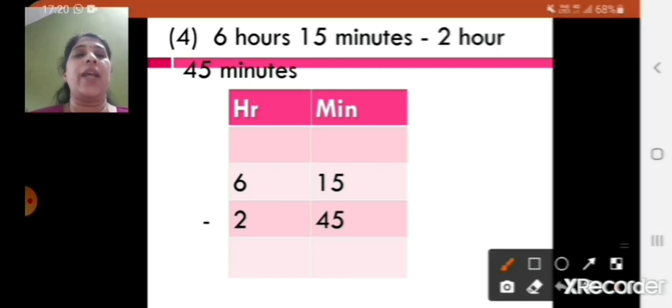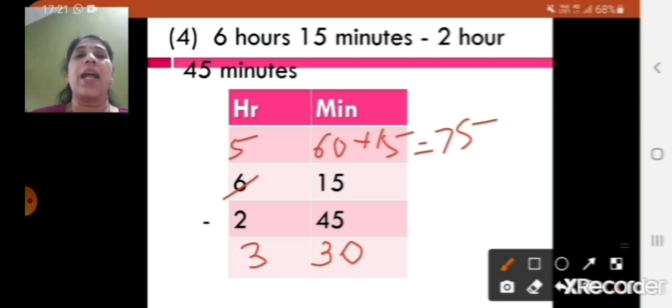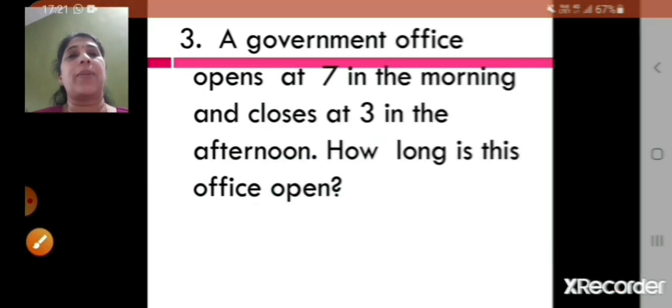15 minus 45 you cannot subtract. So you are going to borrow 1 hour from 6. So 6 minus 1 will become 5. And 1 hour is equal to 60 minutes. So 60 plus 15 becomes how much? 75. Now you can carry out subtraction. 5 minus 5 is 0. And 7 minus 4 is 3. 5 minus 2 is 3. So you got the answer as 3 hours and 30 minutes. Right, children? I hope students you have understood the subtraction problem.